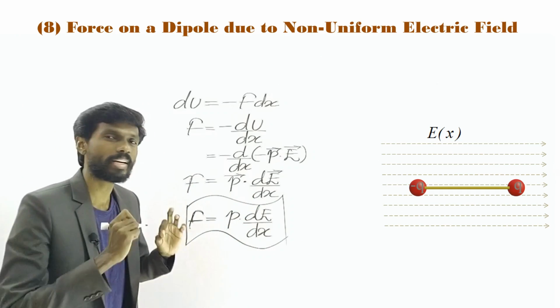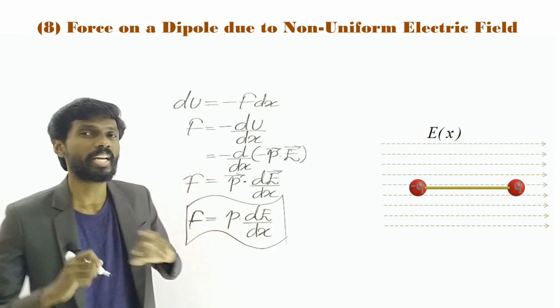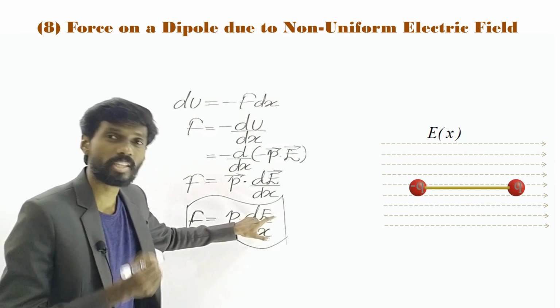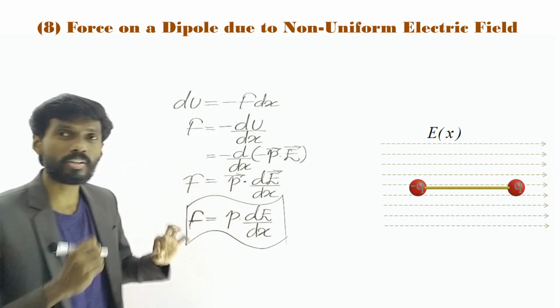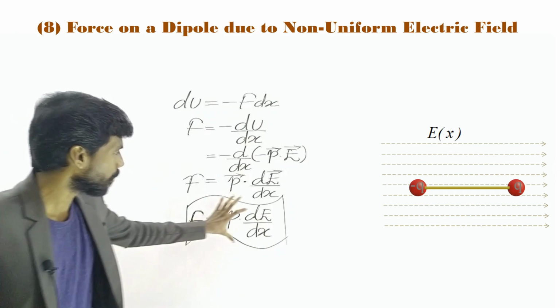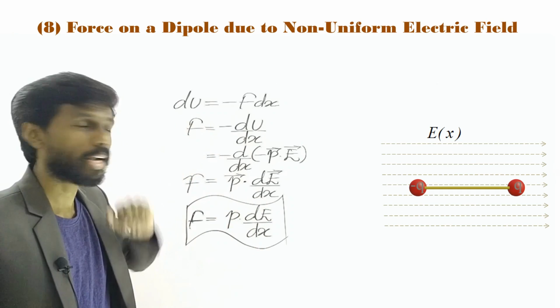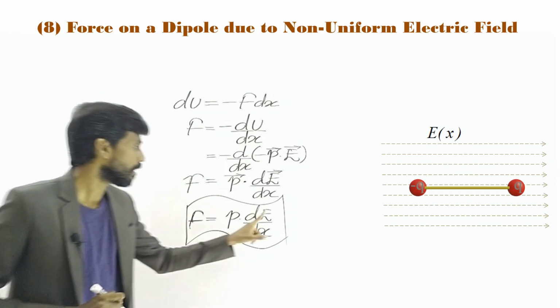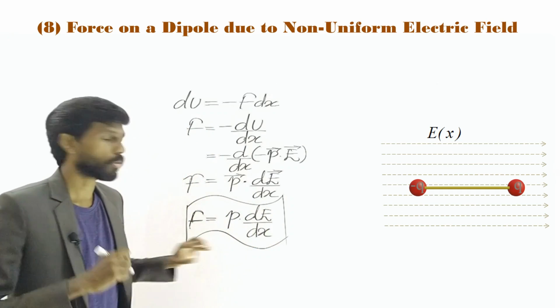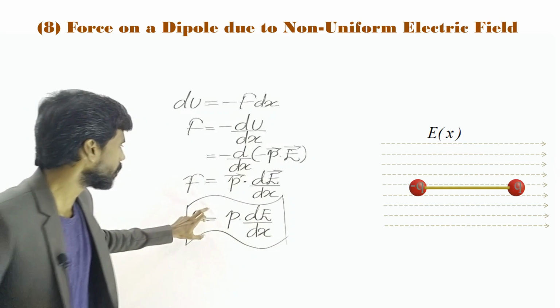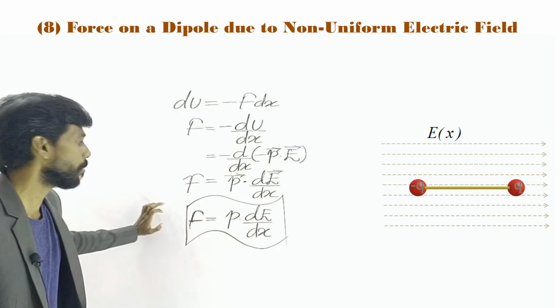As a particular case, when the electric field is uniform, that means it is a constant. So what is the derivative of a constant? That is 0. So the whole value becomes 0. That means the force is 0. So that is the last case we have done, right? So the force is 0 when the electric field is uniform, but this is the most general case. So this is the force due to a non-uniform electric field.